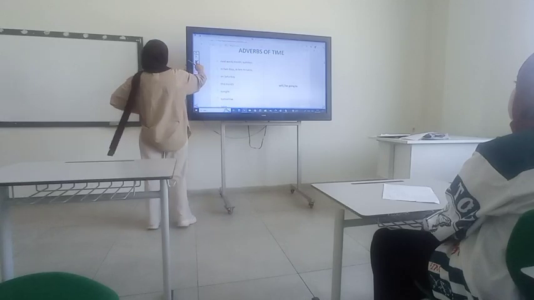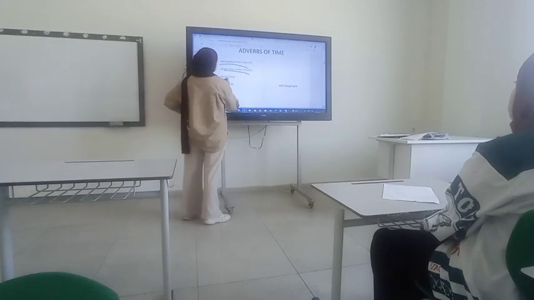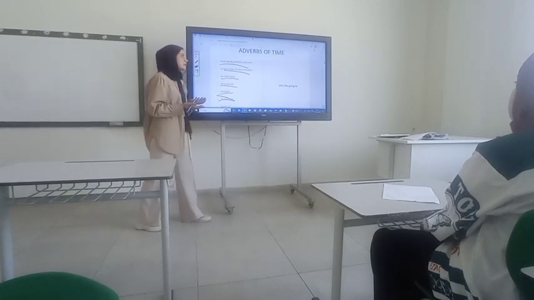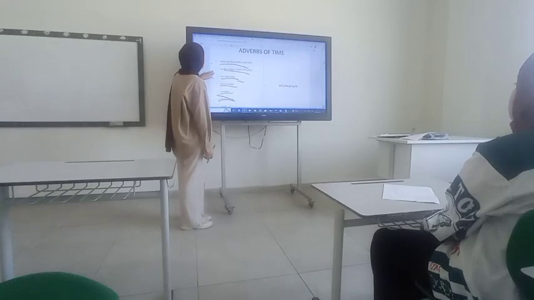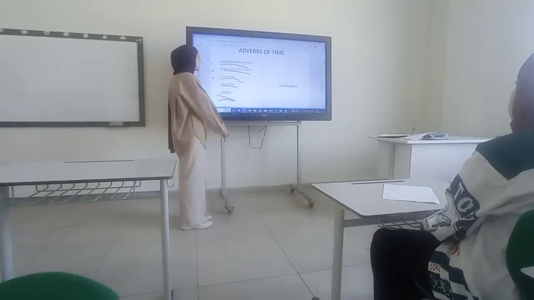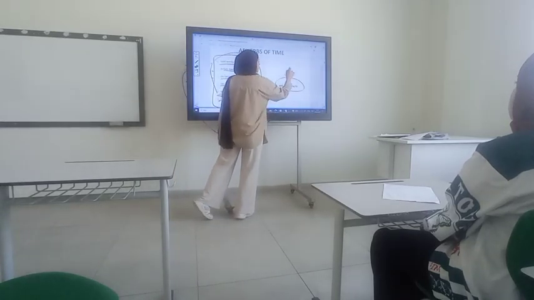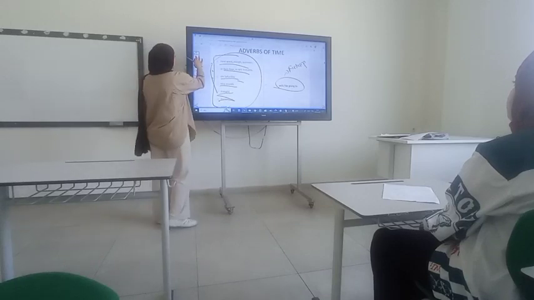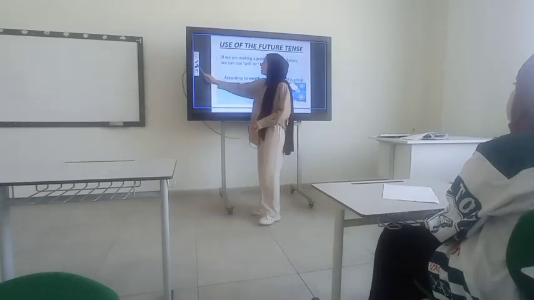Here, we have adverbs of time. If you see one of these time expressions, you are going to understand the sentence is about future tense. Next week, next month, next summer, in 2 days, in 10 minutes, on Saturday, on Monday, on Tuesday, this month, tonight, tomorrow, soon. These are all about future tense. Okay? Did you understand? Yes. Then let's go on with the use of future tense.